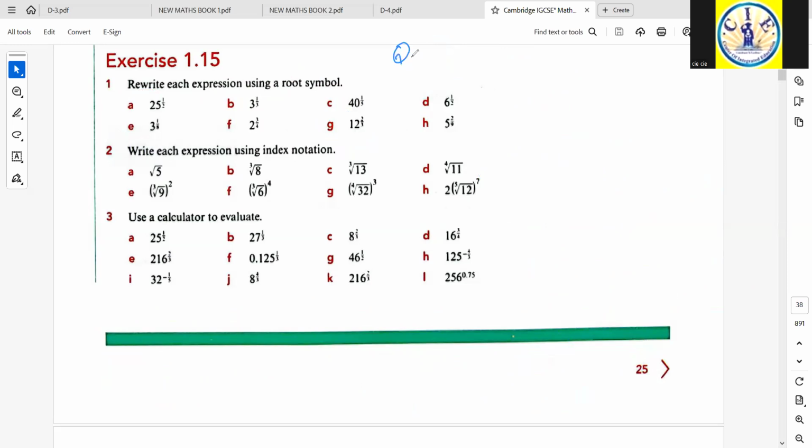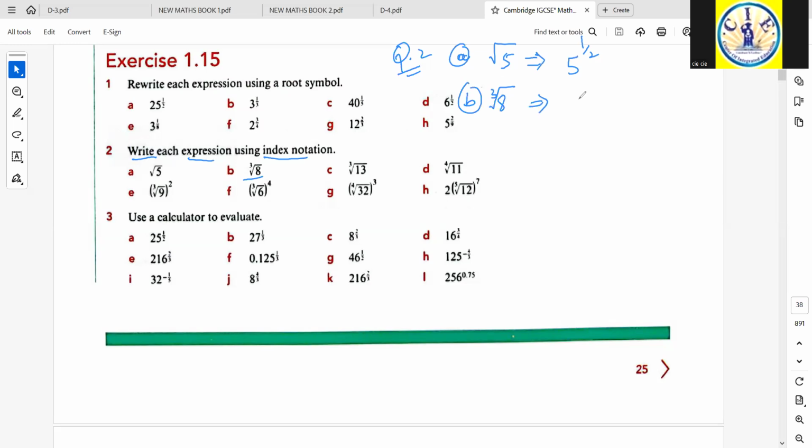Now it's question number 2. Write each expression using index notation. So it's the reverse of that. For part A, square root of 5 means its power is 1 by 2. So that will give me this. For part B, this is the cube root of it.